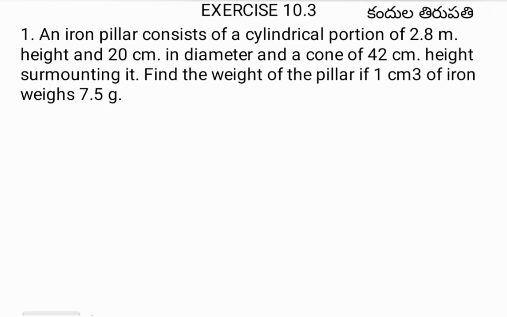An iron pillar consists of a cylindrical portion of 2.8 meters height and 20 centimeters in diameter and a cone of 42 centimeters height surmounting it. Find the weight of the pillar if 1 centimeter cube of iron weighs 7.5 grams.